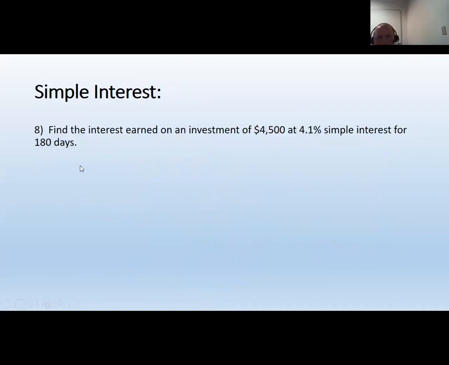Okay, here's the next one. This says find the interest earned on an investment of $4,500 at 4.1% simple interest for 180 days. When you're using simple interest and finding the amount of interest earned, you only need the formula I equals PRT, because that tells you how much interest is earned in simple interest. So let me give you about a minute on this particular problem to try it on your own, and then we'll go over this one together.